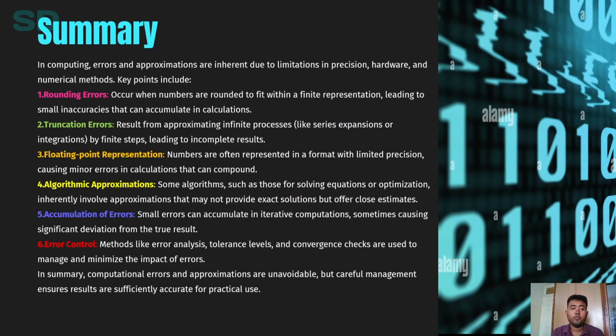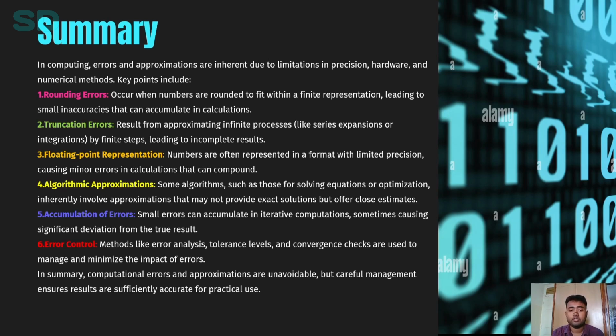Summary. In computing, errors and approximations are inherent due to limitations in precision, hardware, and numerical methods. Key points include rounding errors occur when numbers are rounded to fit within a finite representation, leading to small inaccuracies that can accumulate in calculations. Truncation errors result from approximating infinite processes like series expansions or integrations by finite steps, leading to incomplete results.